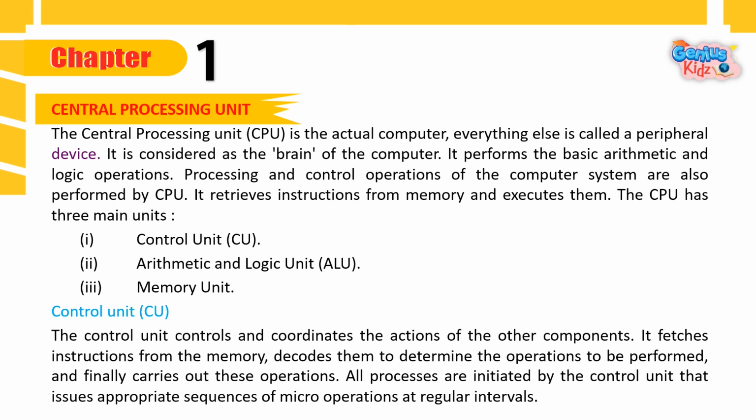The CPU has three main units. 1. Control Unit, CU. 2. Arithmetic and Logic Unit, ALU. 3. Memory Unit. Control Unit, CU. The control unit controls and coordinates the actions of the other components. It fetches instructions from the memory, decodes them to determine the operations to be performed, and finally carries out these operations. All processes are initiated by the control unit that issues appropriate sequences of micro-operations at regular intervals.